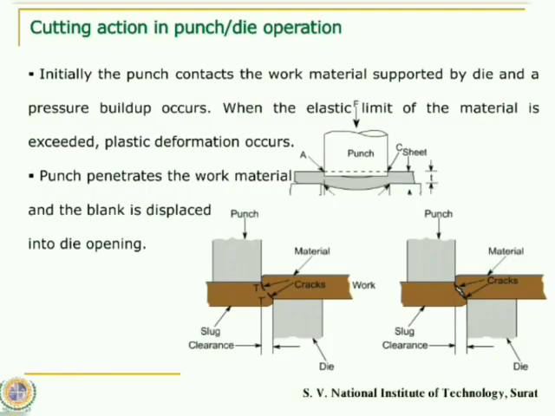Now we would discuss how the cutting action takes place in a punch and die operation. Initially, with the movement of the ram, the punch comes into contact with the work material which is supported by the die, and this would build up certain pressure. When the elastic limit of the material is exceeded, then plastic deformation would start. The punch tries to penetrate in the work material and the blank is displaced into the die opening.